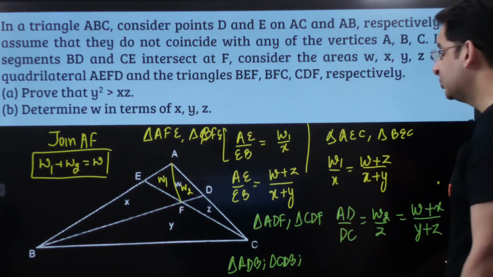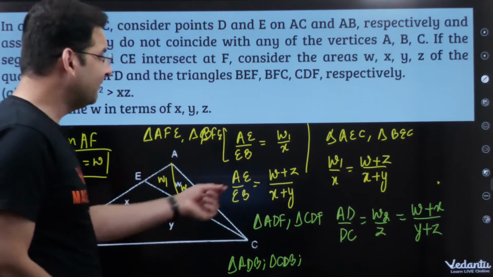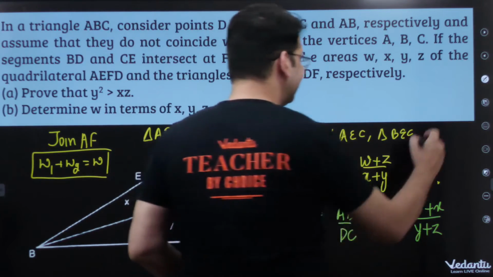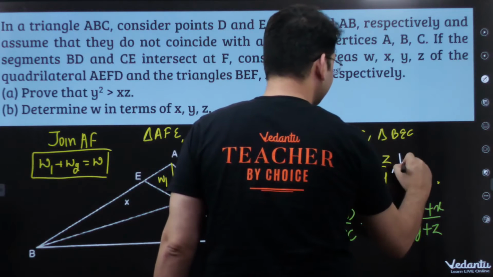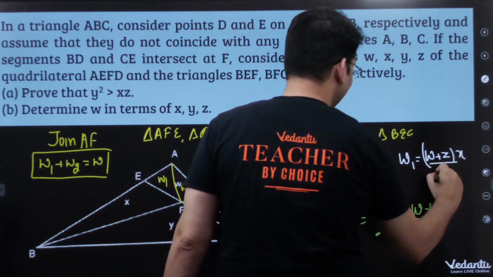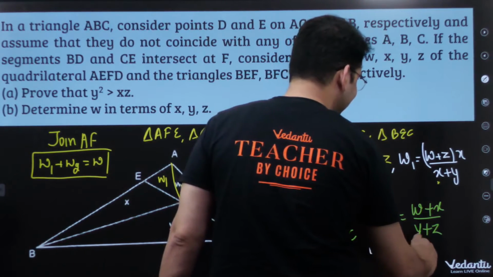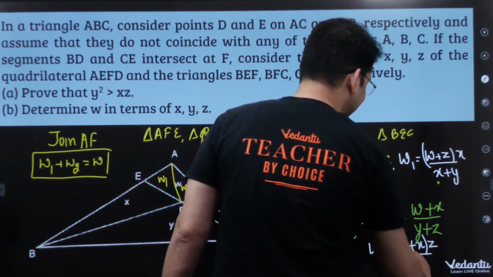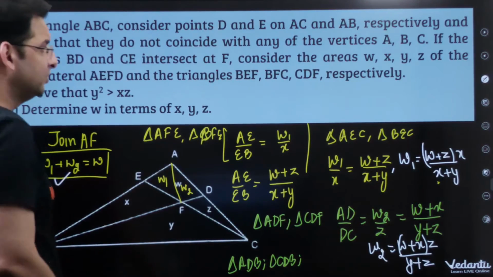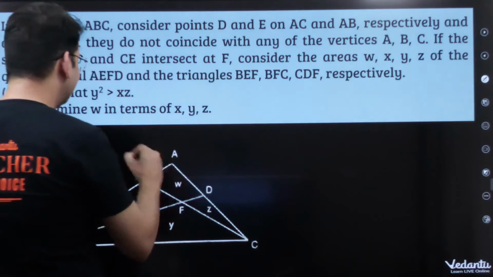So I think we are almost done, because we are able to find W1 and W2 in terms of X, Y and Z. W1 from here is going to be W plus Z times X upon X plus Y, and W2 from here is going to be W plus X times Z upon Y plus Z. And what we know is W1 plus W2 is W. So just add these two up.